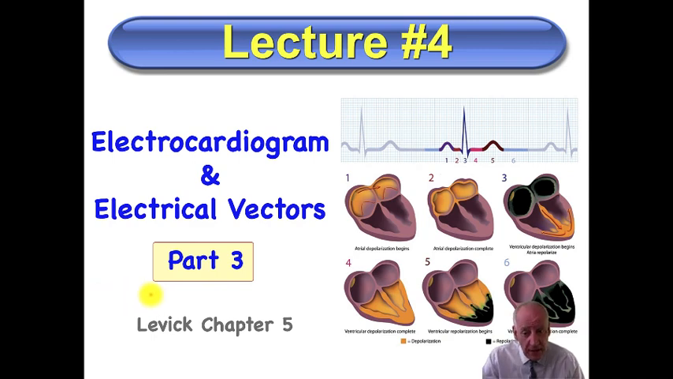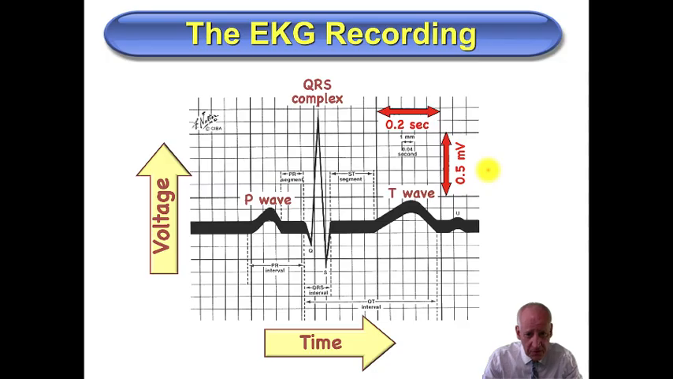Welcome back to part 3, the last part of lecture 4. We're going to work our way through the cardiac cycle and examine how the shifting electrical vector produces each component of the EKG waveform. So recall that the EKG instrument records voltage on the y-axis as a function of time on the x-axis. All of you probably recognize the shape of the EKG waveform.